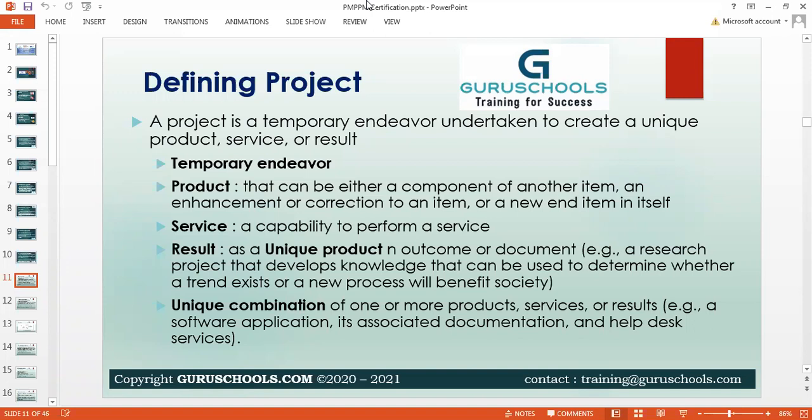Let's try to understand the other part of it, product. Now, what do you mean by product? This is something which you are building or creating repetitively. That can be either a component or another item, an enhancement or a correction of an item, or a new end item itself.